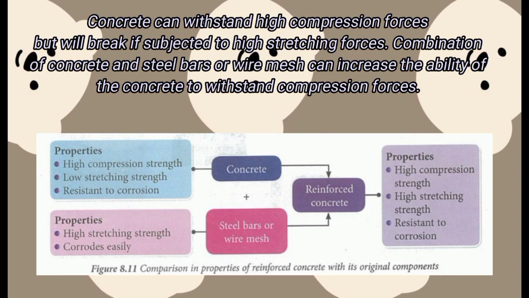So, concrete has properties like high compression strength, low stretching strength, and resistant to corrosion, while steel bars or wire mesh has properties like high stretching strength and corrodes easily. So when concrete and steel bars or wire mesh combine, they will form reinforced concrete, which has properties such as high compression strength, high stretching strength, and resistant to corrosion.